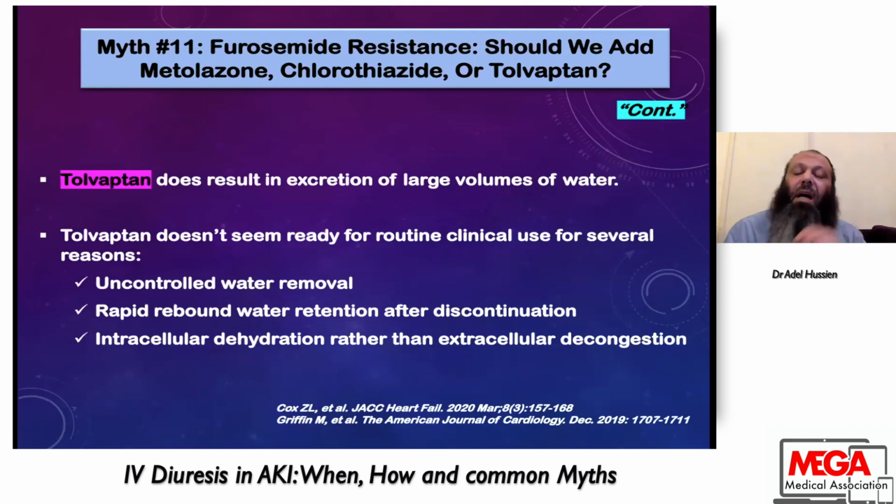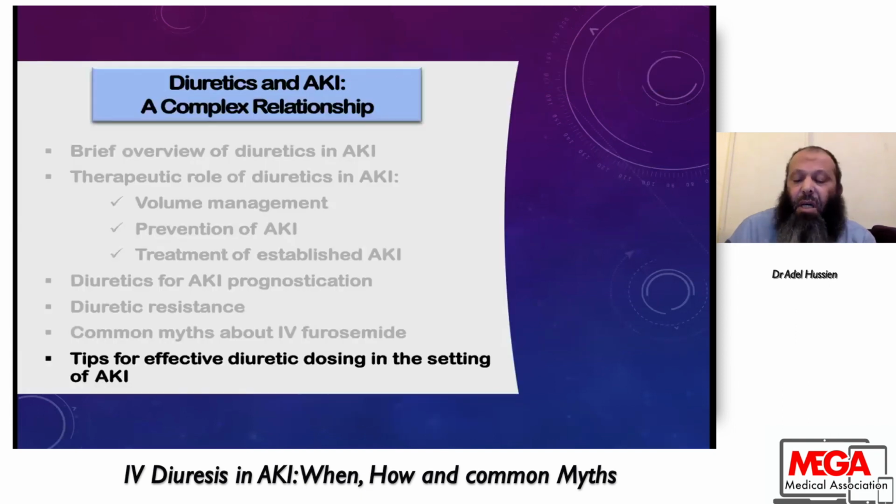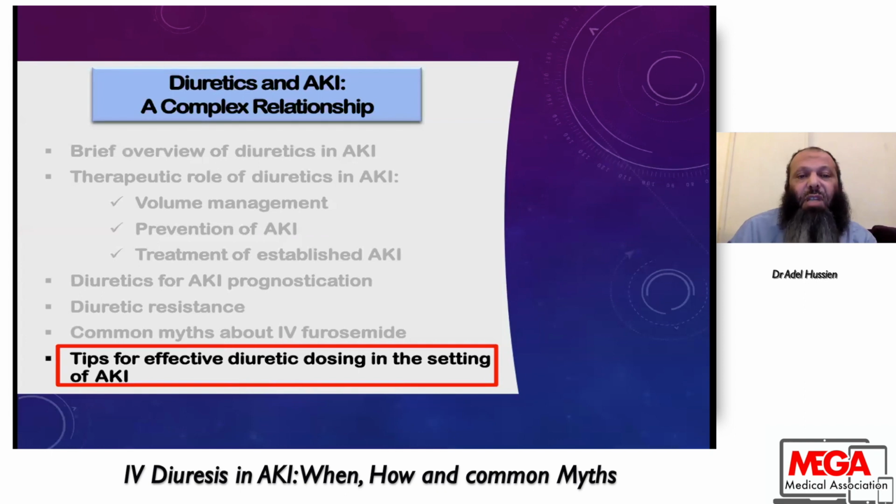Tolvaptan is a vasopressin receptor 2 antagonist. Usually we use it to treat hyponatremia resulting from SIAD or heart failure or liver cirrhosis. It results in excretion of a large volume of water. Tolvaptan does not seem to be used in routine practice in ICU patients for many reasons. First is uncontrolled water removal, rapid rebound water retention after discontinuation, which is a very common side effect, and intracellular dehydration.